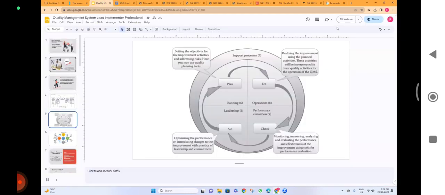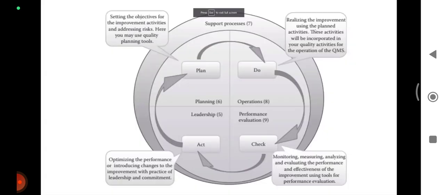After that, you have to do. What does it mean to do? That means you have to realize the improvement using the planned activities, and then you have to check. That means you have to evaluate the effectiveness of those improvements using the performance tools, and you have to act. That means optimize the performance or introduce the changes.